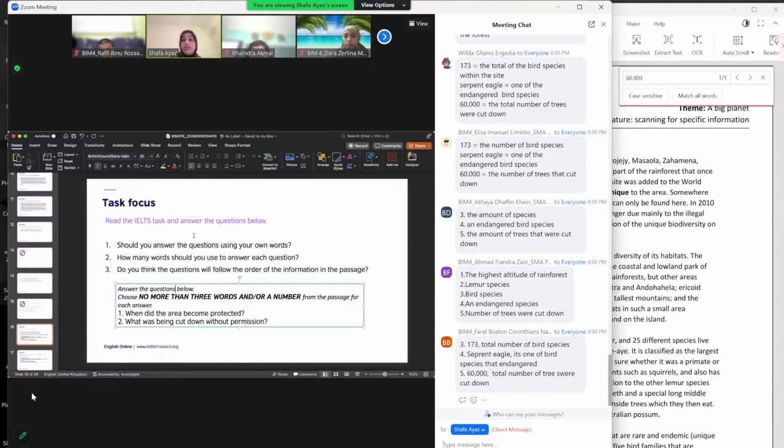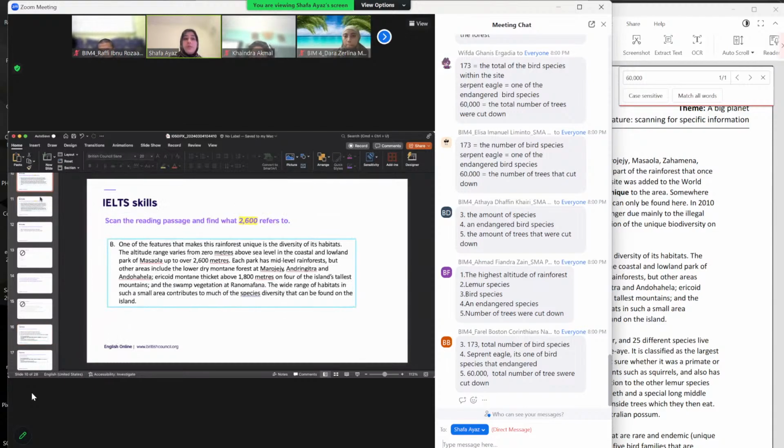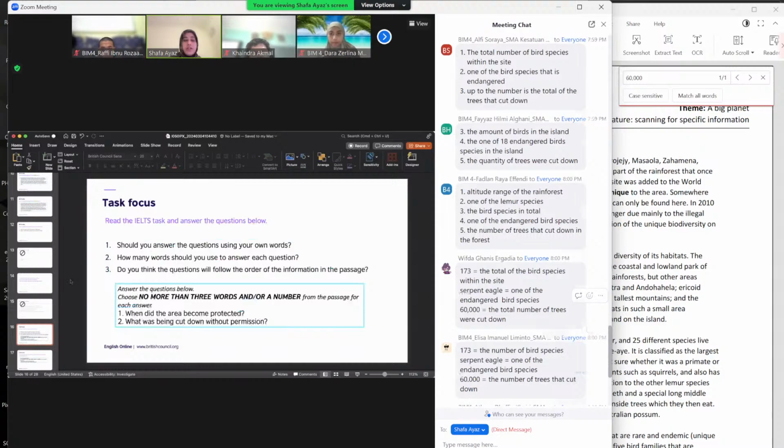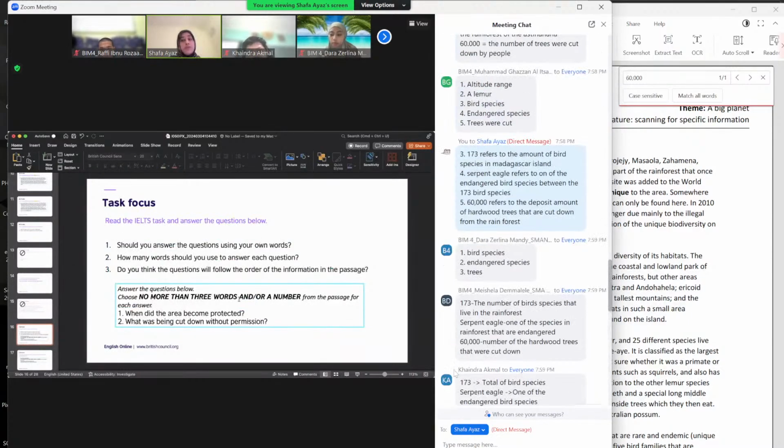Now, we know how to answer the IELTS questions. Again, please make sure not to use your own words in these type of questions that we just did, where you have to scan the passage and find out the meaning of a specific word. You read the passage and you answer from the passage, and you do not use more than 3 words. Usually the questions follow the order of the information.